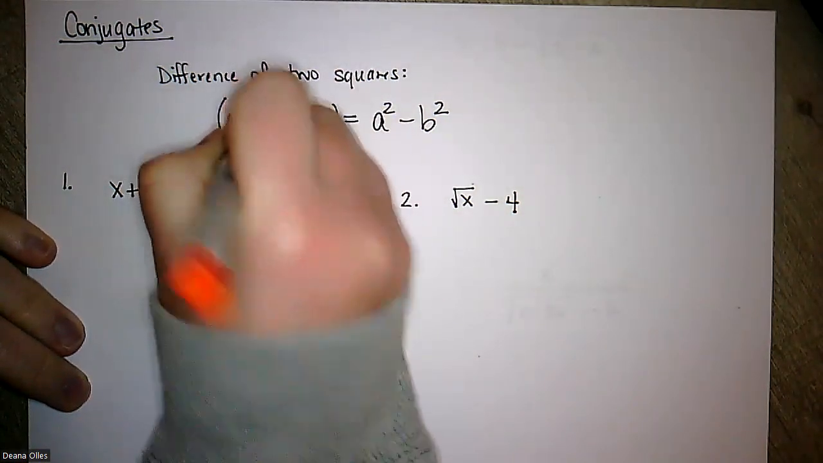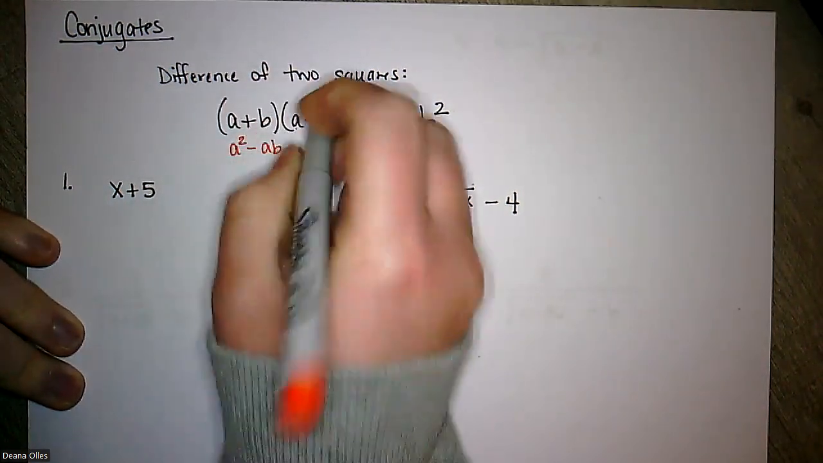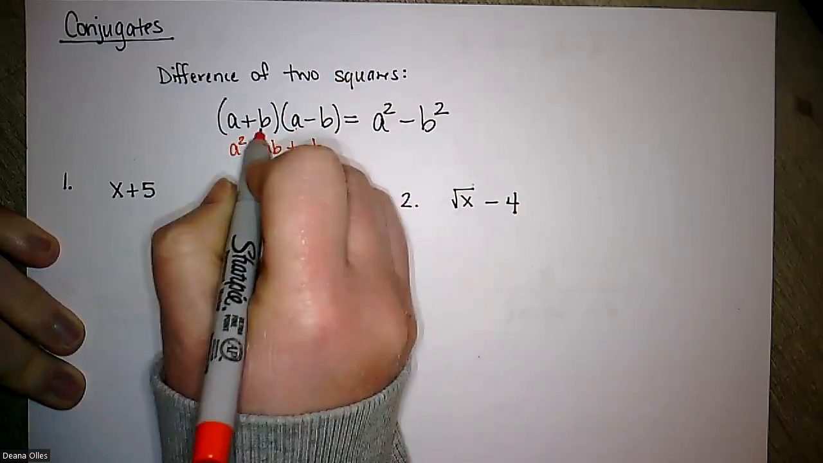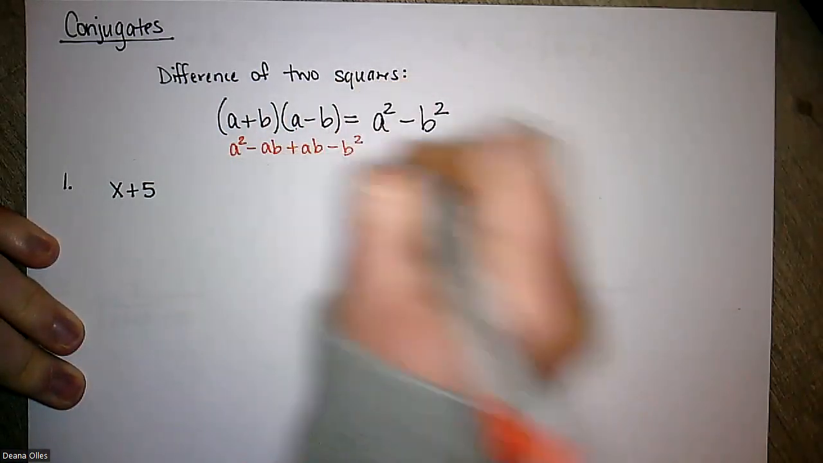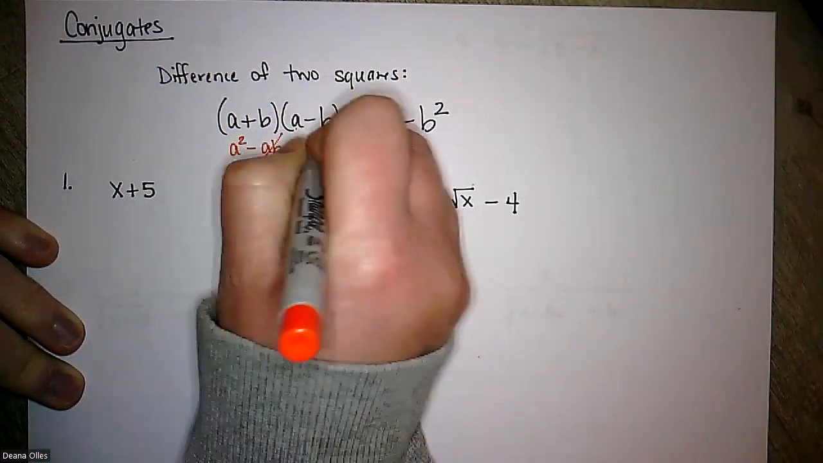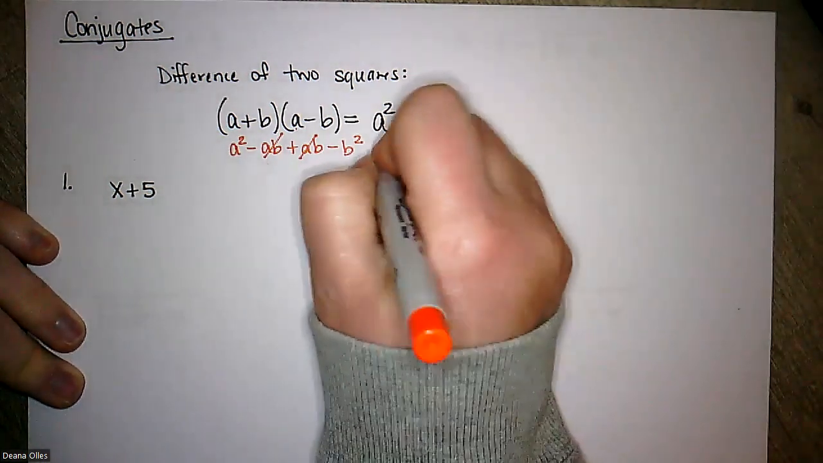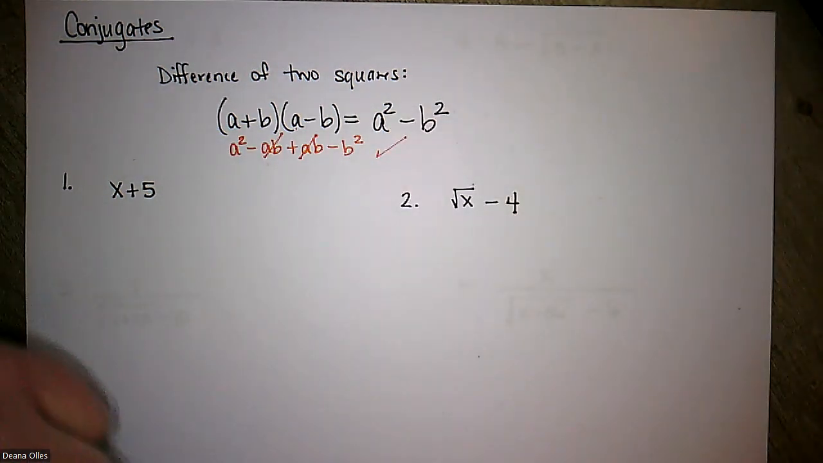A squared minus ab plus ab and then minus b squared, right? But then what happens with the ab terms is they do in fact cancel, and you're left with a squared minus b squared. So yeah, we see that that works.